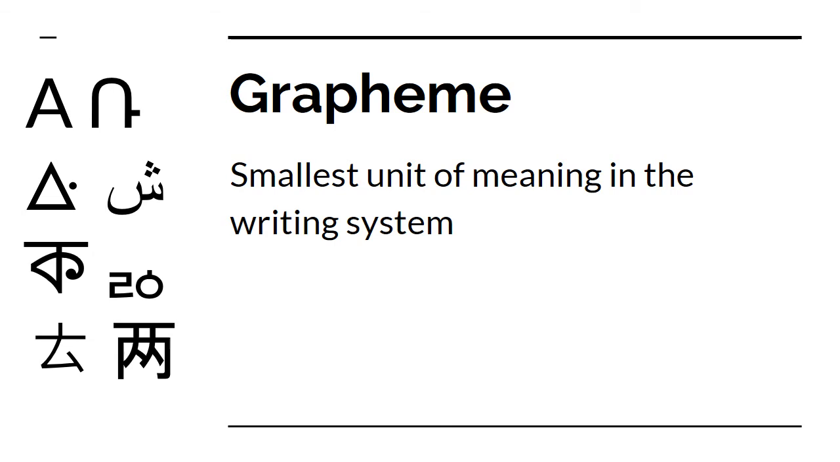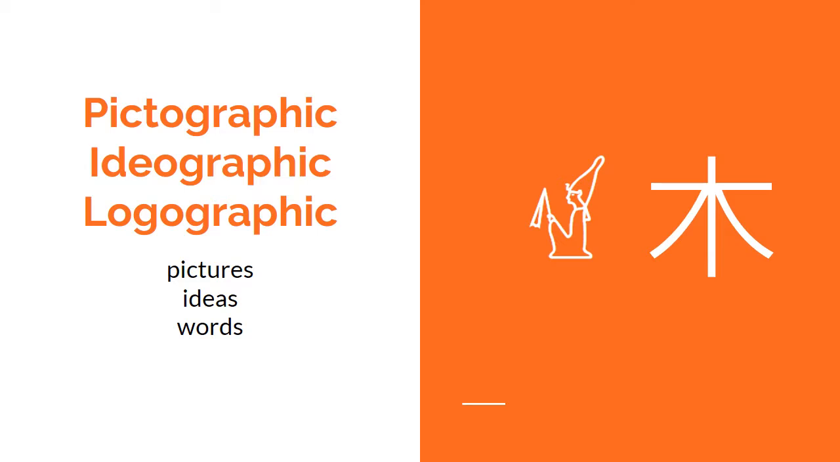And here on the left we have some different graphemes from maybe the Latin alphabet. We have them from some Native American systems that have been created to represent those languages, Arabic, and then some Asian languages as well. And some of these represent sounds, some of them represent syllables, some of them represent words and ideas. So let's talk about some of these different ways to represent language in written text.